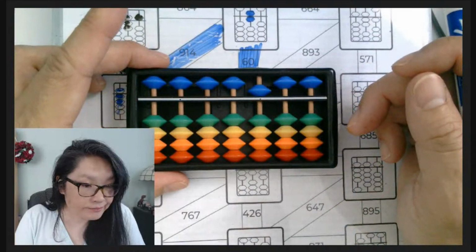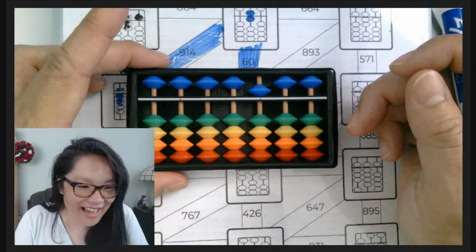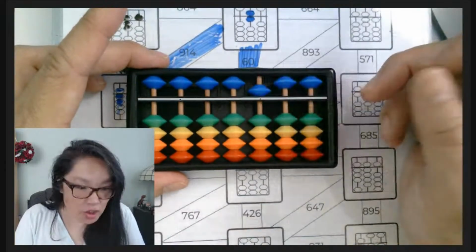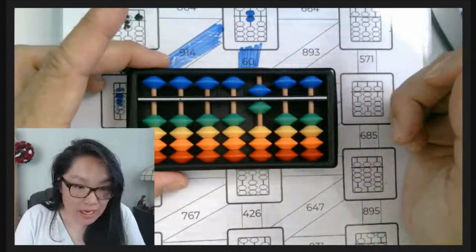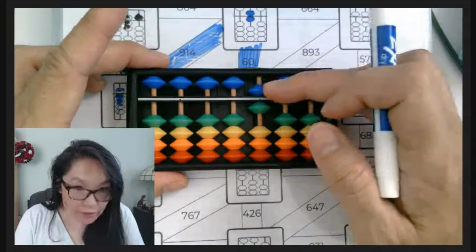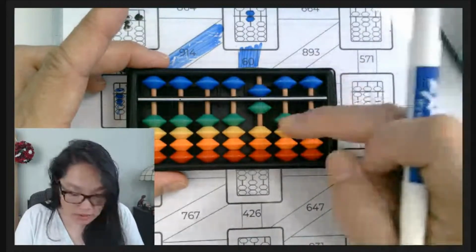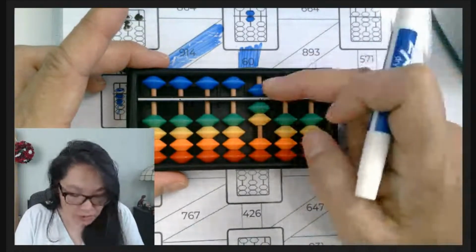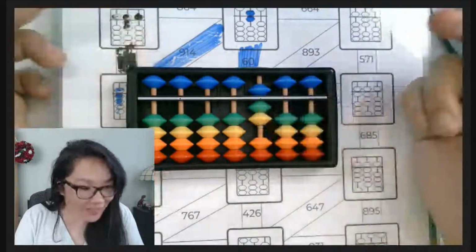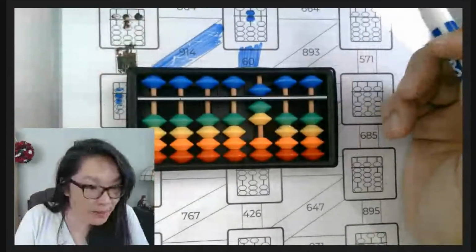This is 5. So when we add it, this is 6. How do I know? Because we start at 5, 5 and then 6, and then we do 7. How do I know? 5, 6, 7.